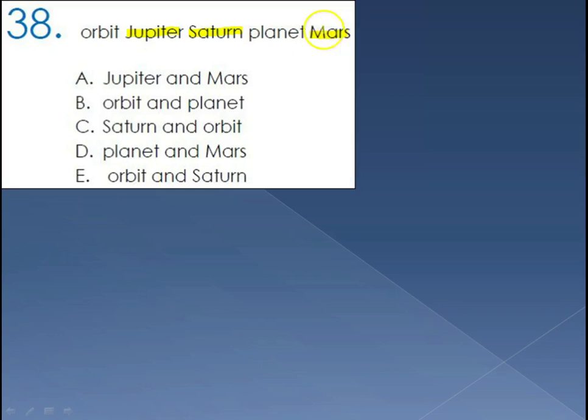And even though that word is there, two words have to be odd, so that you can't put them into the category as names of a planet, and this isn't actually a name of a planet. So Jupiter, Saturn and Mars are the names of the planets, so the odd ones out are orbit and planet, which is B. Answer B.